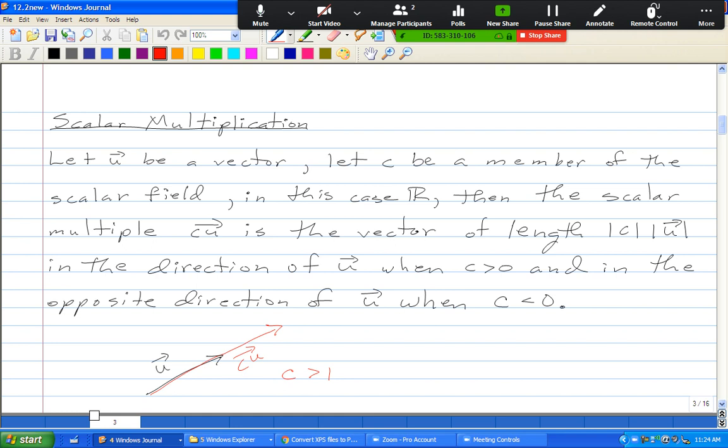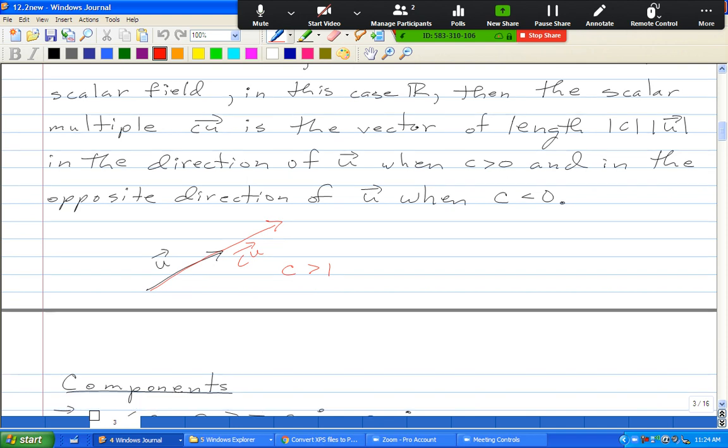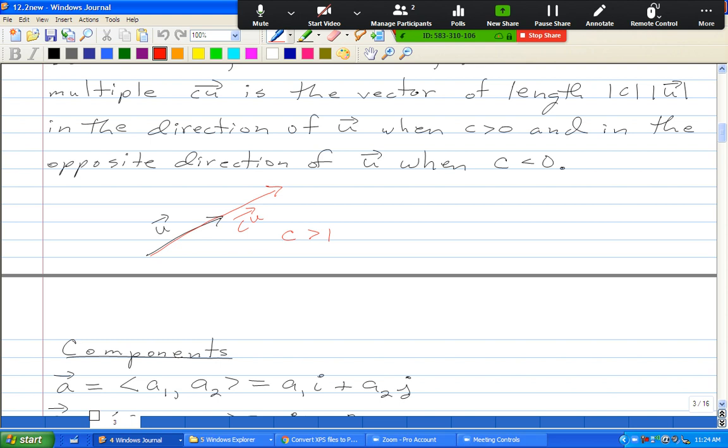Okay, so let me look at components of the vector. Suppose I have a two-dimensional vector, let's say a.